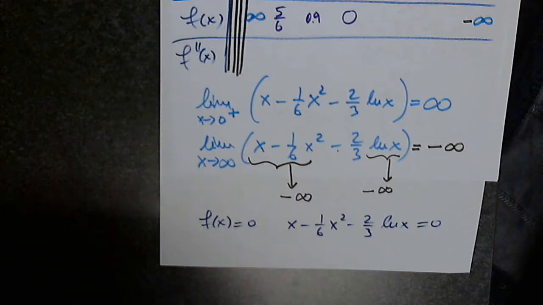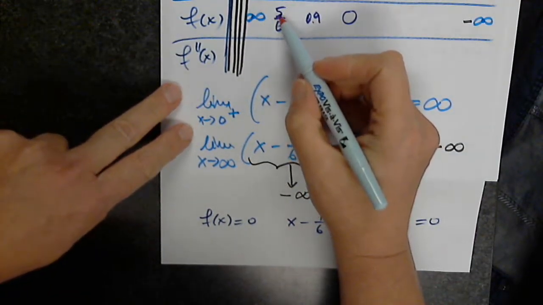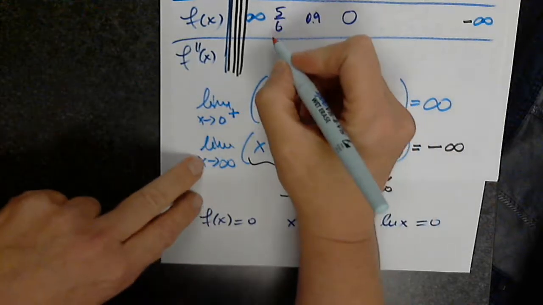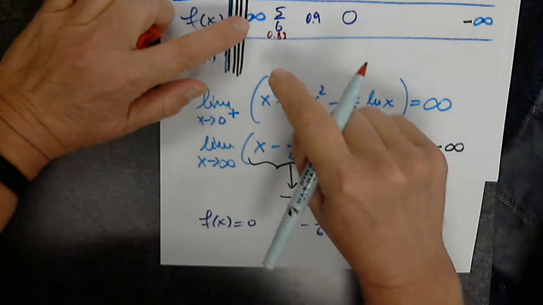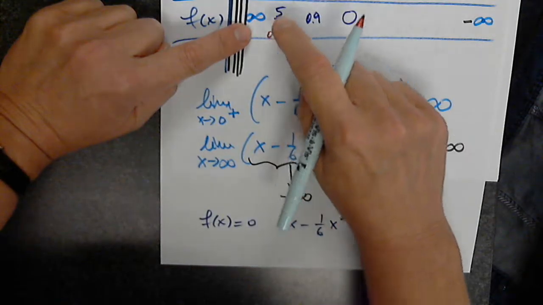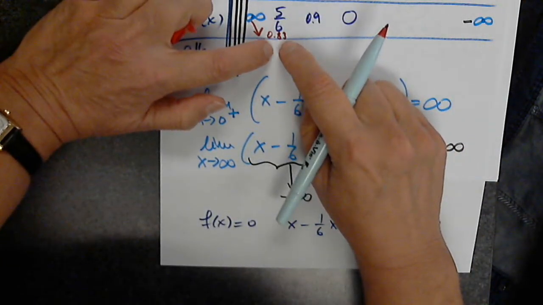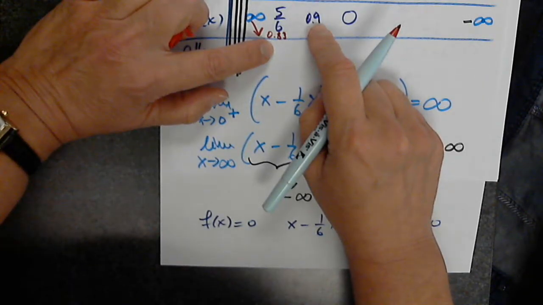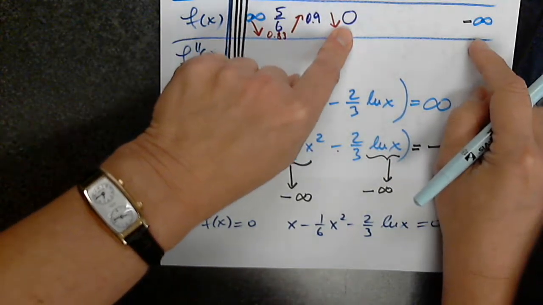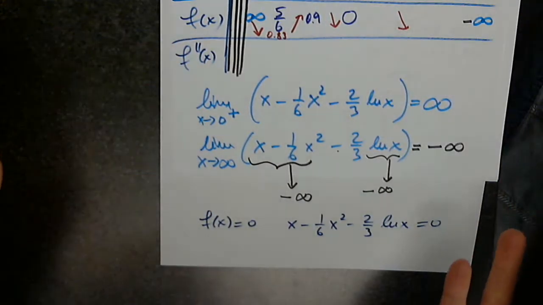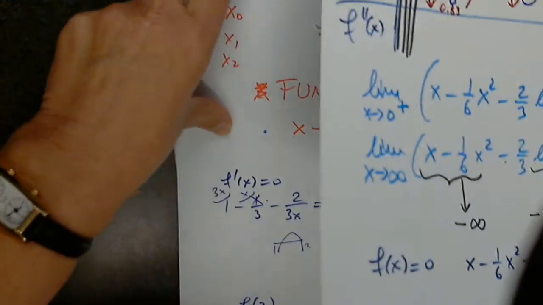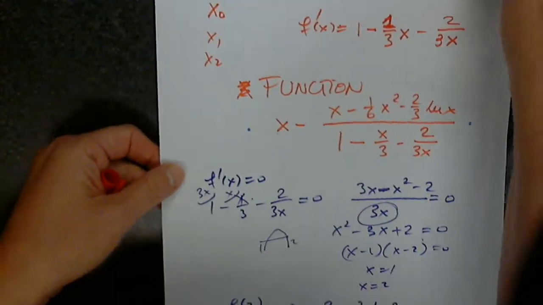Now I want to make sense of this and this. See if it works. If they don't work well, I know I have a mistake somewhere, at least one, maybe more than one. So from infinity to 5 over 6, which is 0.83. From positive infinity to 0.83, what does the function do? From 0.83 to 0.9, what does the function do? From 0.9 to 0, and from 0 to negative infinity. So far so good? Looks good.